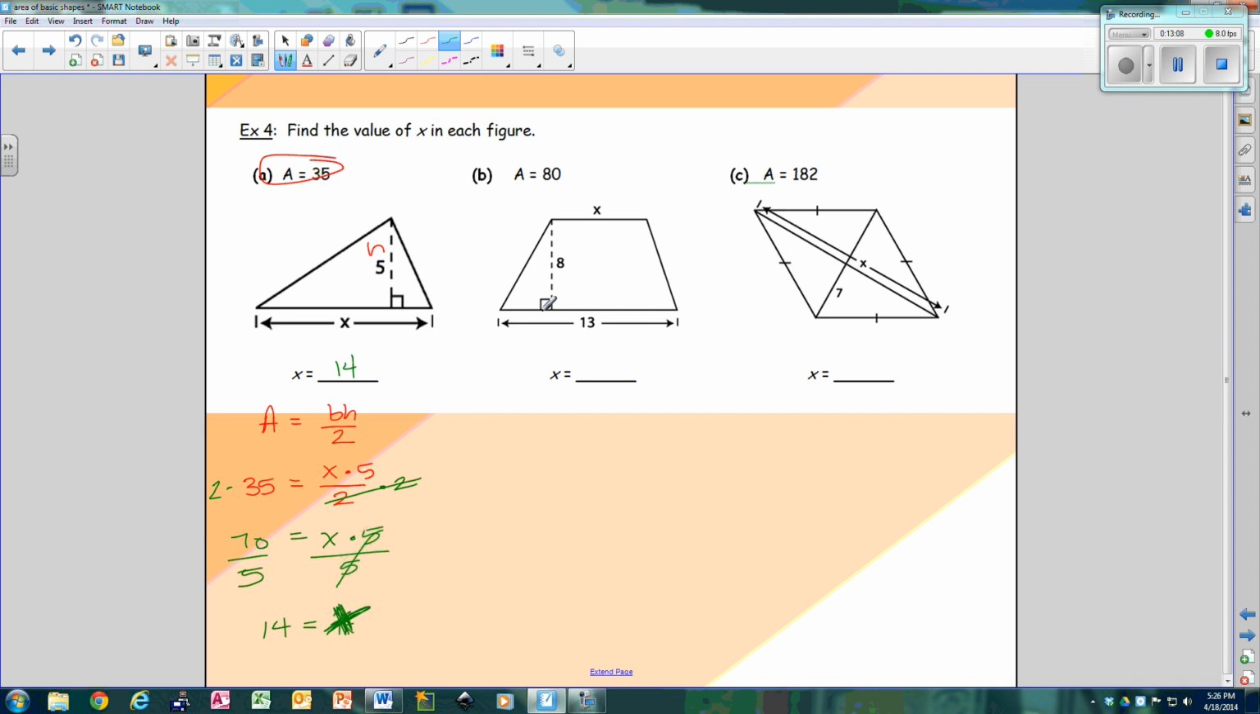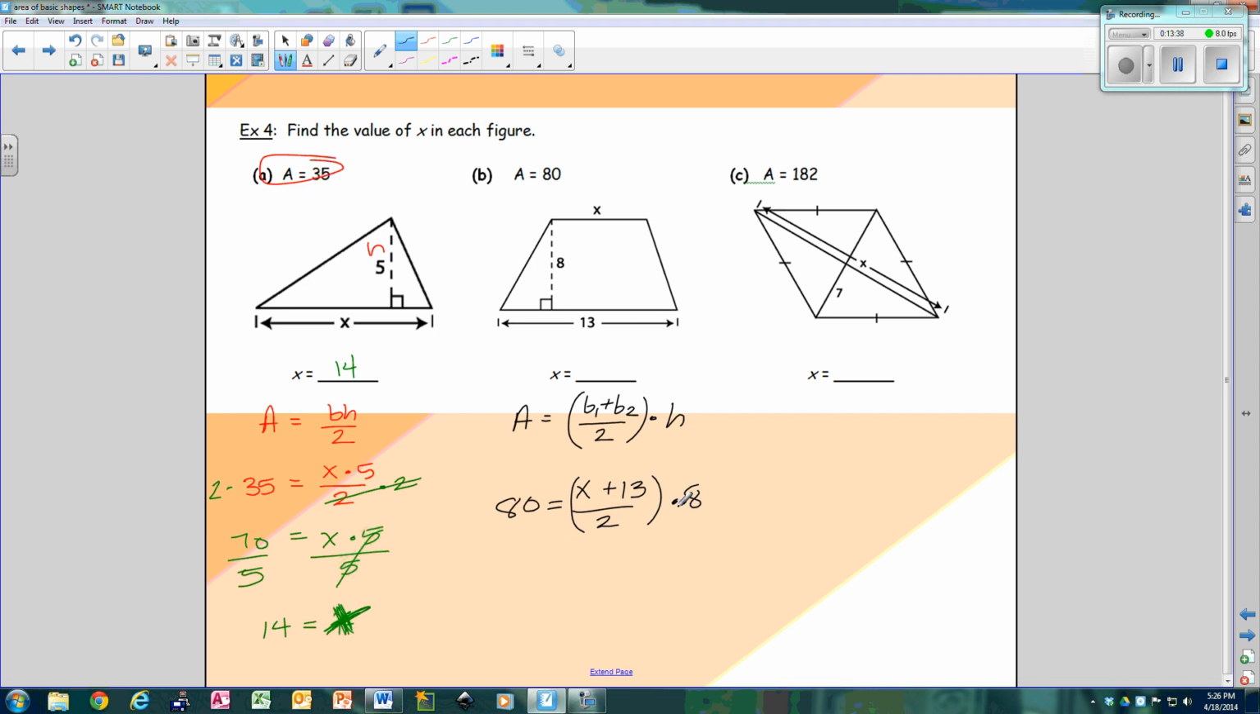Okay, same thing over here. Write down your formula. Since it's a trapezoid, the formula is base 1 plus base 2 divided by 2 times the height. Base 1 is the x. Base 2 is 13, divided by 2, times the height. The height is 8. And the area is 80.